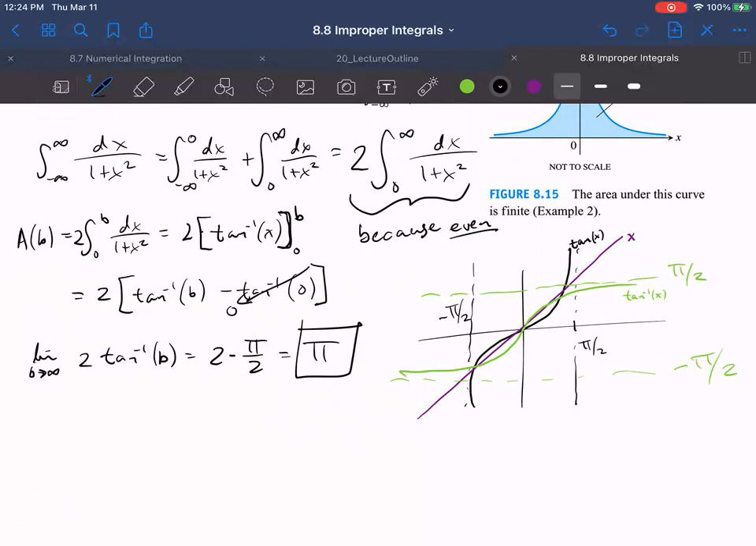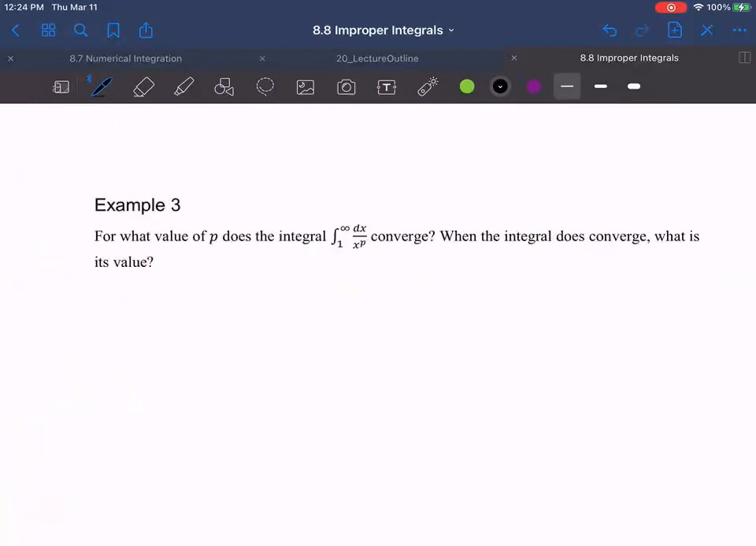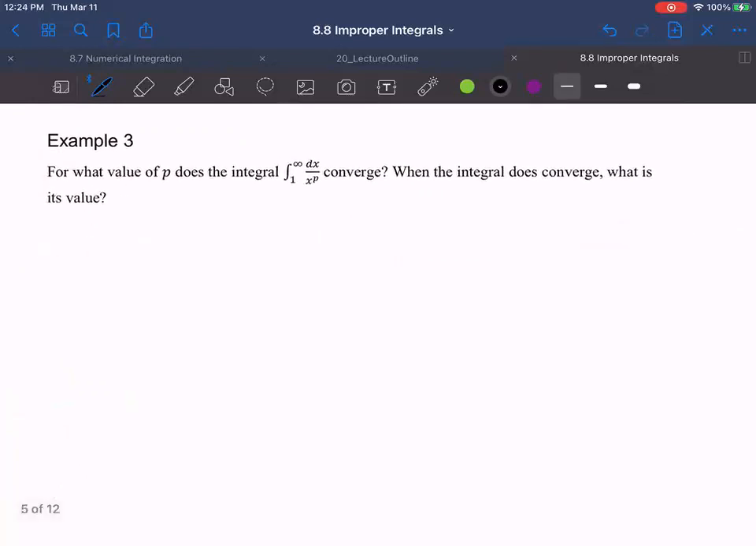Any questions on that one? All right. On this next one, you're going to do this one on your own. I'll tell you the answer. The integral from 1 to infinity of dx over x to the p, this is a good one to know, is going to equal 1 over p minus 1 whenever p is greater than 1, and it's going to go to infinity whenever p is less than or equal to 1.